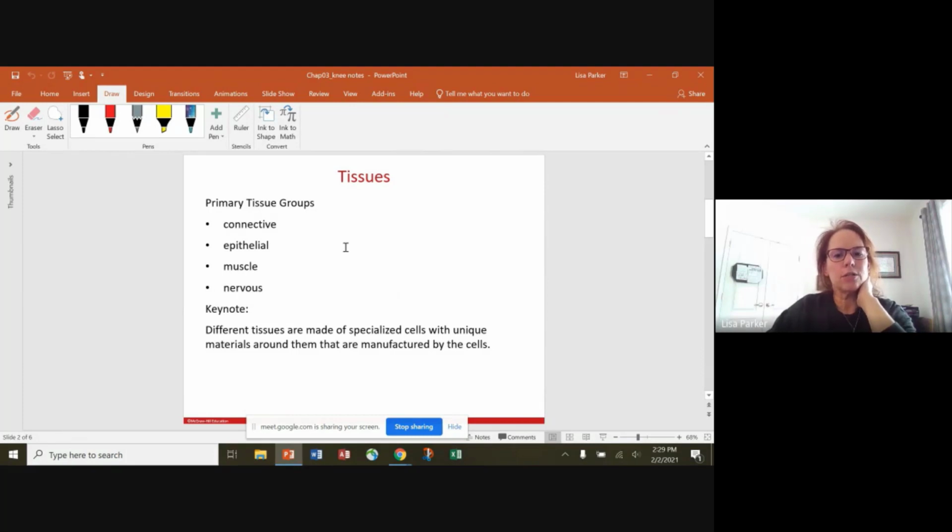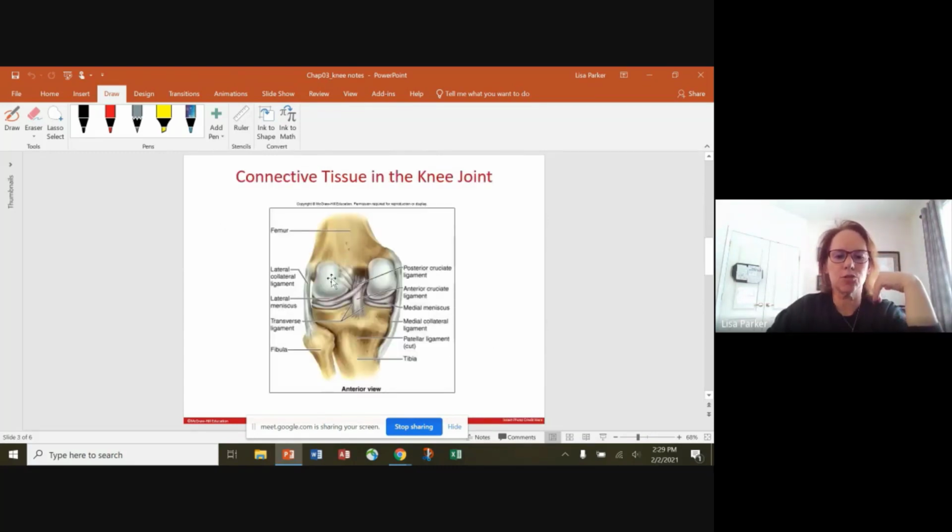So the primary tissue types that you have are connective tissue, epithelial tissue, muscle tissue, and nervous tissue. And remember, different tissue types are made up of specialized cells that all work together for a specific purpose. That's the definition of tissue types. All right, so we're going to see all those different tissue types in the knee joint.